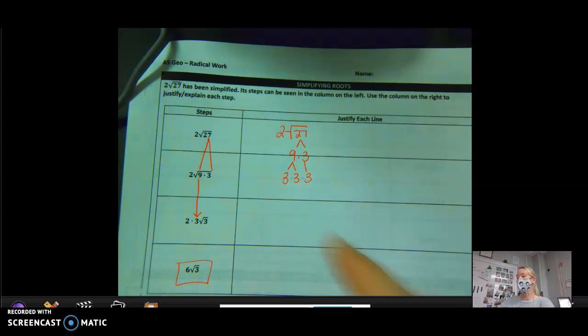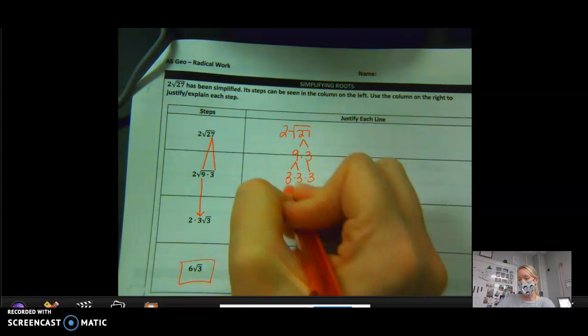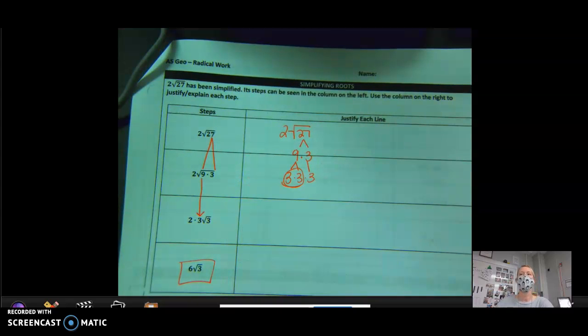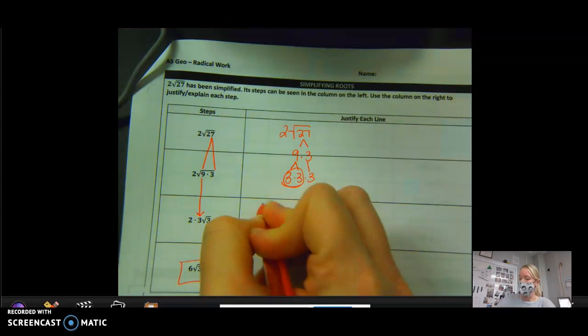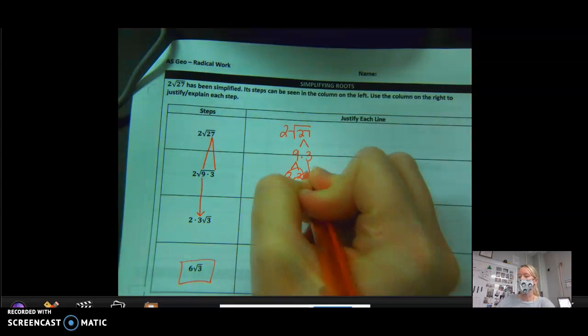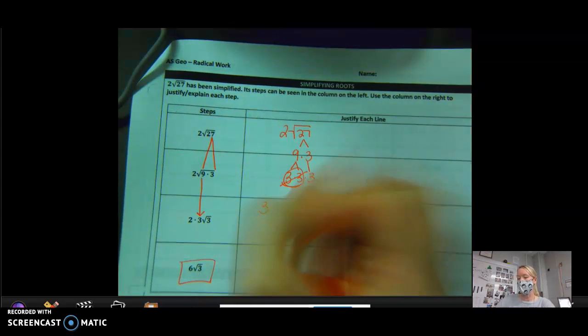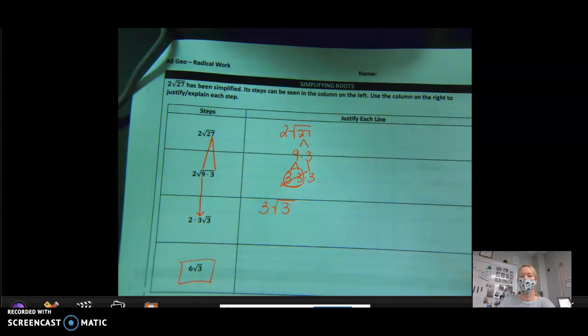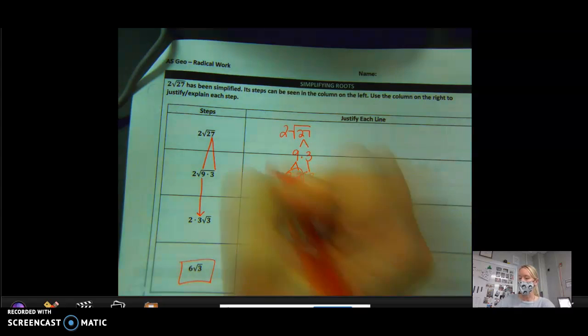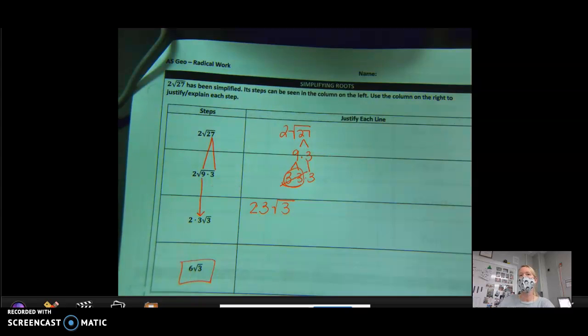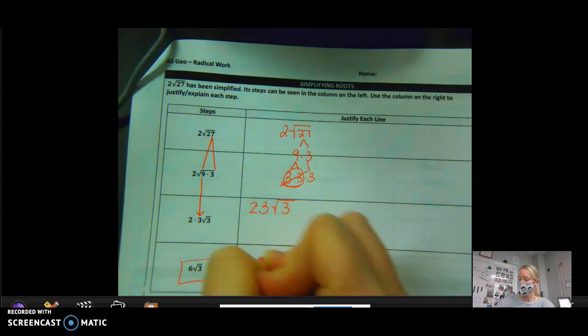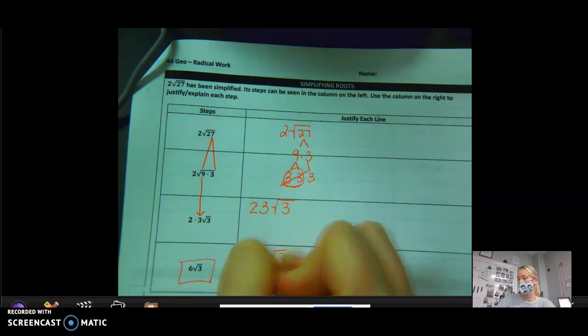So you're done at that point. So what you do is you circle any pairs. So I have a pair of 3. What is 3 times 3? What's the square root of 9? 3. So 3 comes out of the radical. So one of those pairs comes out. I'm left with whatever doesn't have a pair, which is the square root of 3 left in the radical. Bring down my 2 from the outside. What's 2 times 3? I get 6 square roots of 3.